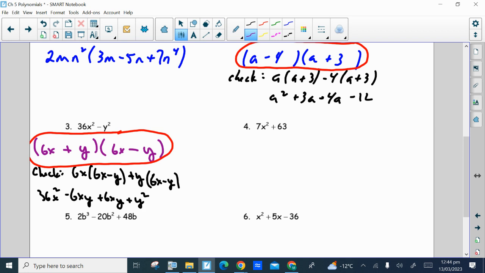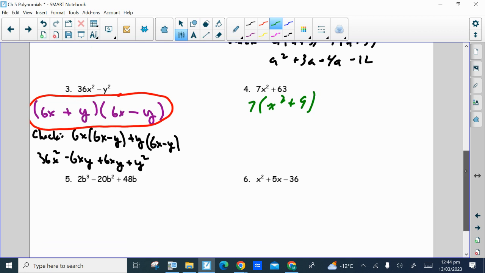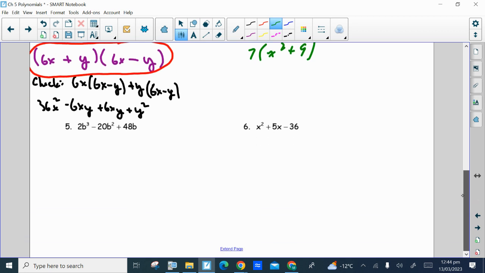Question 4. Again, look for a common factor. And in this case, there is a common factor of 7. And if you take it out, you'll get x squared plus 9. X squared plus 9 is a sum of squares, not a difference of squares. You cannot factor a sum of squares. This one is done. We did factor it. We took out a common factor of 7. And that gave us a second factor of x squared plus 9. So we did factor it by taking out a common factor, and that's all we could do.